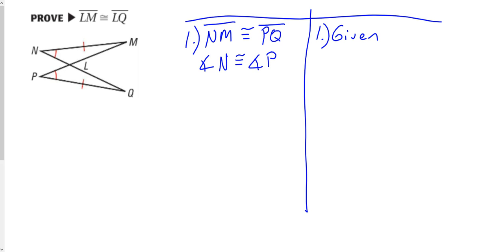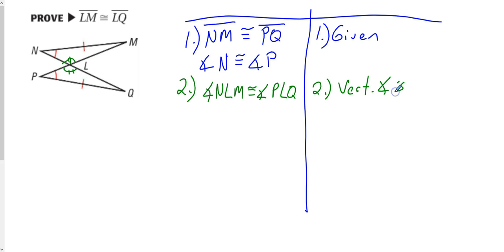I look at the picture and they show us vertical angles here. Now remember, I can't name that angle L because there's 4 angles pictured there. So when I name those 2 angles, that would be angle NLM is congruent to angle PLQ. And my reason for that is vertical angles. So now I have 2 angles in both triangles and the non-included side, so I can prove the triangle is congruent.